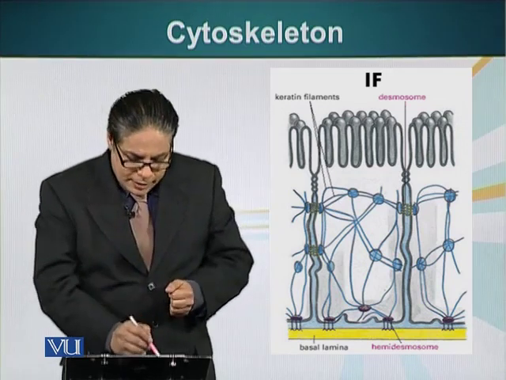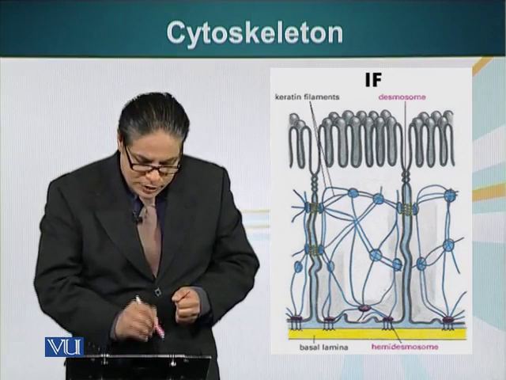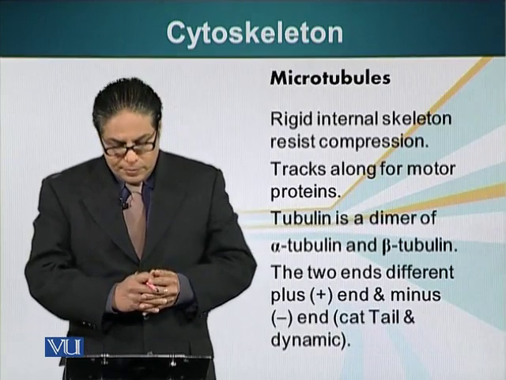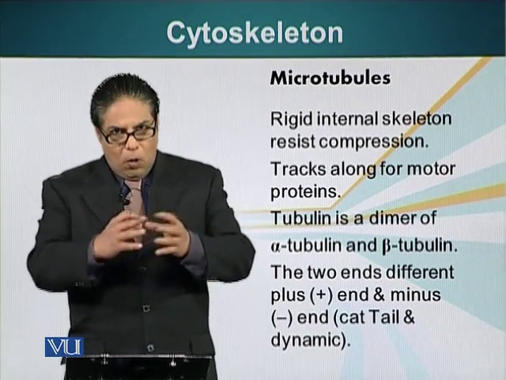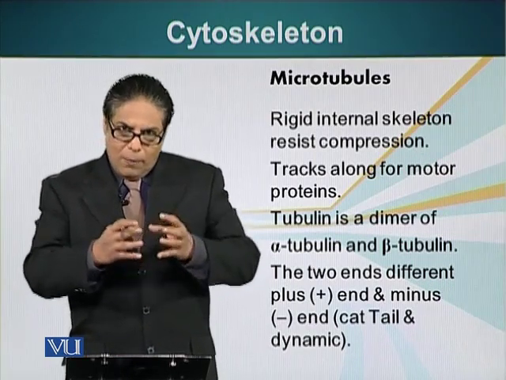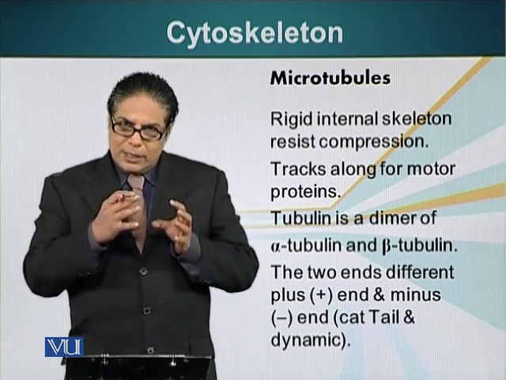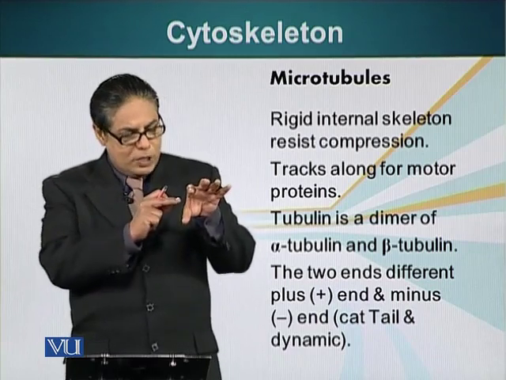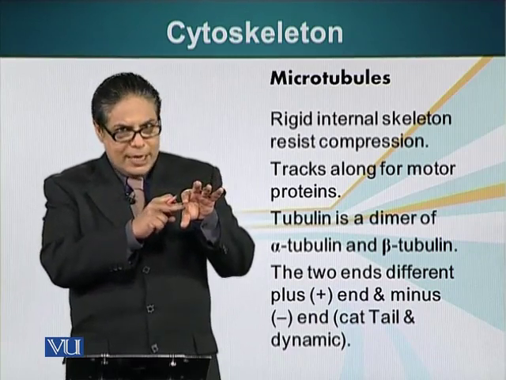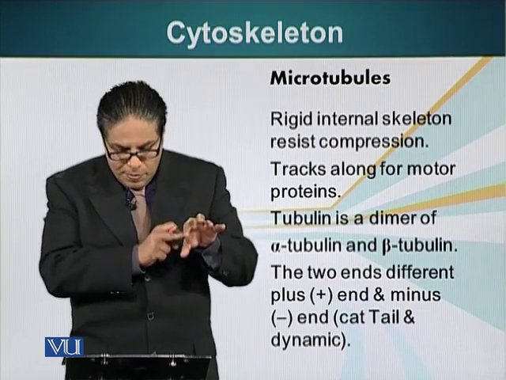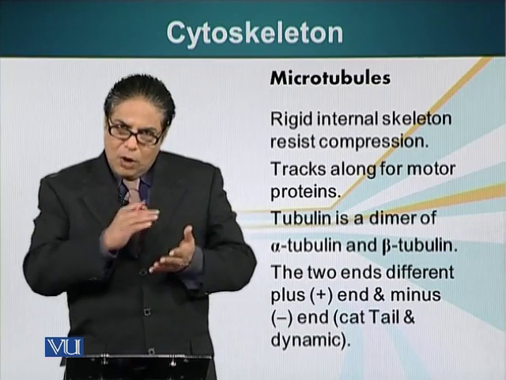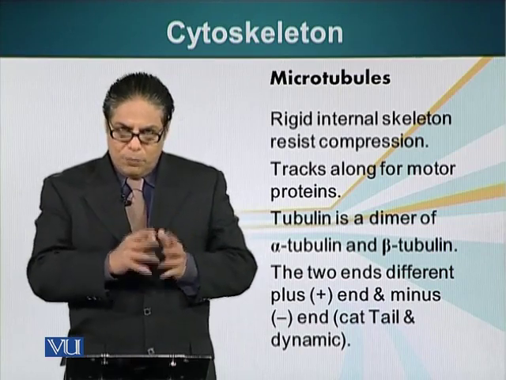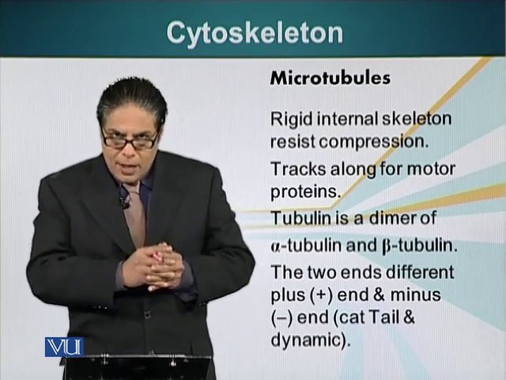Now let's look at the other type of cytoskeletal element, the microtubules. Microtubules are rigid structures. We saw in the animation, they're hollow. They are like hollow pipes, and they resist compression forces. What is compression force? If I press on my skin, this is a compression force. These microtubules also serve as tracks along which motor proteins can move. We'll talk about that later.